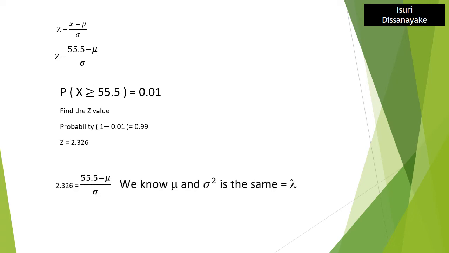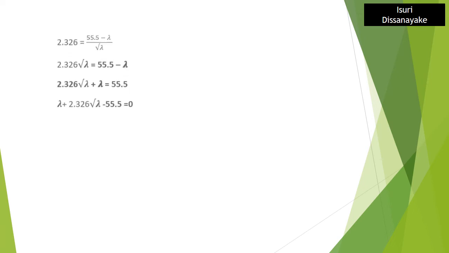2.326. So we know the z value, we can substitute it into the previous formula, that is 2.326 equals 55.5 minus mu, divided by sigma. We know that mu and sigma squared are the same as lambda. So we can use those two values.